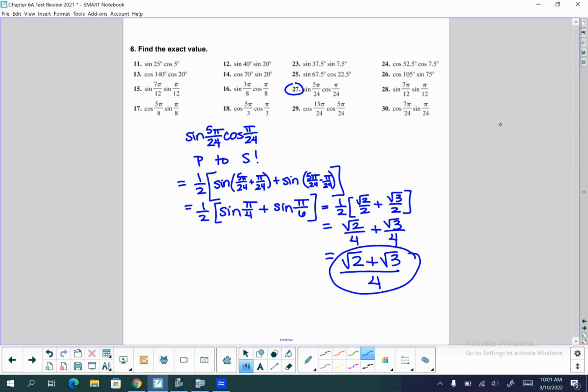Questions on 6? Yes. Wait, isn't the sine of pi over 6 actually 1 over 2? Yes, it is. I was trusting there. Trust is broken. So it's rad 2 over 4 plus 1 over 4. Sounds better? Who do we blame for that? Luke. I didn't catch it, though. That's my fault. Good? Any other questions on that one?